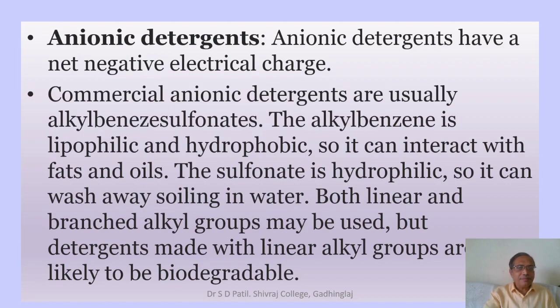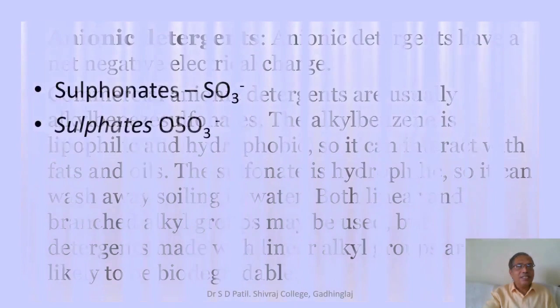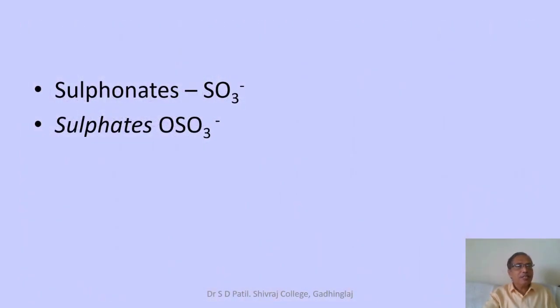The sulfonate is hydrophilic, so it can wash away soiling in water. Both linear and branched alkyl groups may be used, but the detergents made with linear alkyl groups are more likely to be biodegradable. What is the difference between sulfates and sulfonates? Sulfonates have an SO3 minus group, sulfates have an OSO3 minus group. These groups are responsible for their solubility and cleaning action because the hydrocarbon parts are water insoluble and soluble in the dirt.